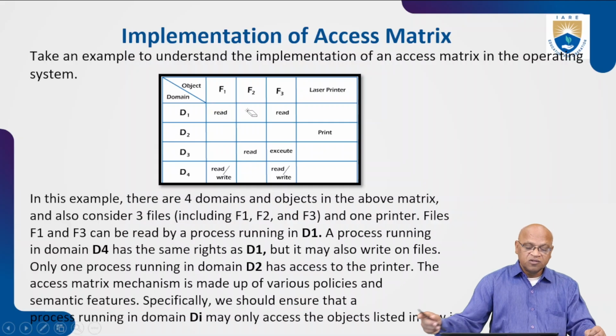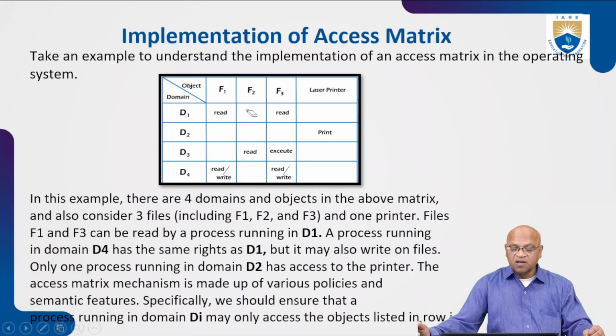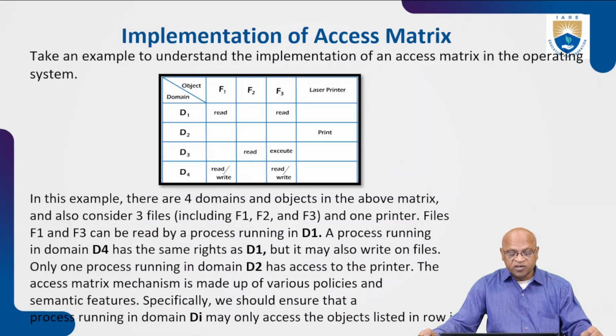So in this example, there are 4 domains and objects in the above matrix, and also consider 3 files including F1, F2, F3, and a printer. Files F2, F1, F3 can be read by a process running in D1. A process running in domain D4 has the same rights as D1, but it may also write on files. So only one process running in domain D2 has access to the printer.